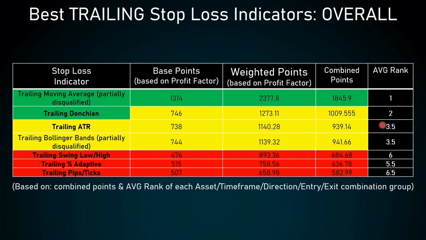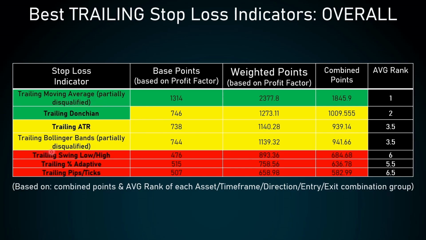The ATR-based trading stop loss got a combined rank of 3.5, which is not bad. But if you take a look at the upcoming stop loss, which is the Bollinger Bands trading stop loss, it got the same rank. So these two stop losses are at the same level, but again, the Bollinger Bands trading stop loss is partially disqualified for the same reason as the moving average base is disqualified.